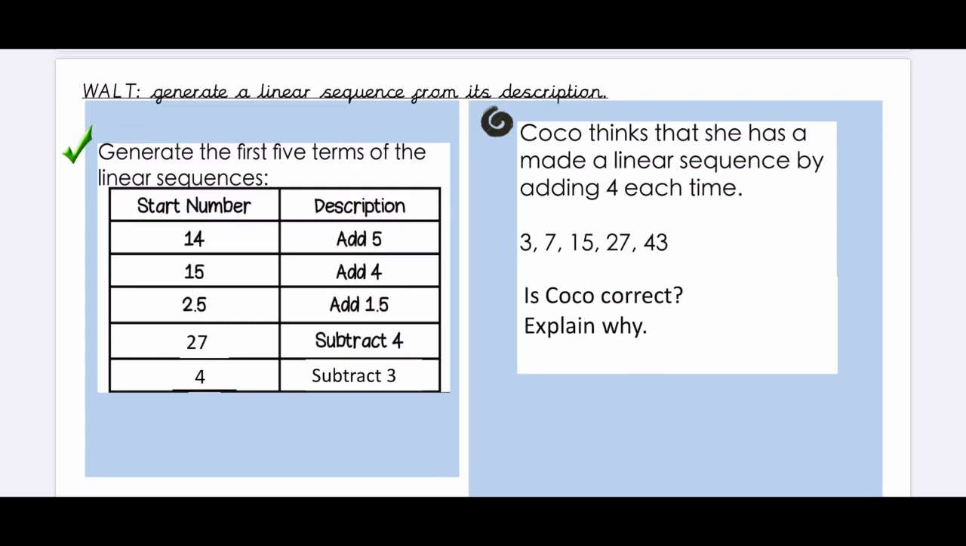And then your Twist It is: Coco thinks that she has made a linear sequence by adding 4 each time. It goes 3, 7, 15, 27, 43. Is Coco correct? Explain why. So think about what you think she's done. Does it go up in 4 each time? Or do you think it doesn't? So you need to explain why.